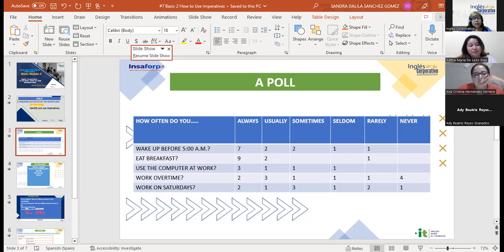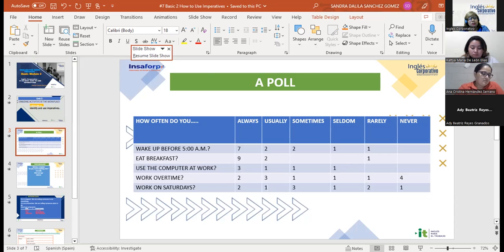So the result of the poll is, according to the numbers, the majority of you, seven of you, always wake up before 5 a.m. Or you can say seven of you always wake up before 5 a.m. Okay. Nine of you always eat breakfast. Three of you always use the computer. Two of you always work overtime. Two of you always work on Saturdays.